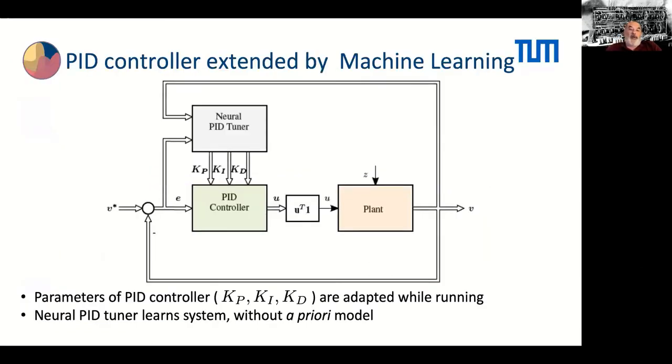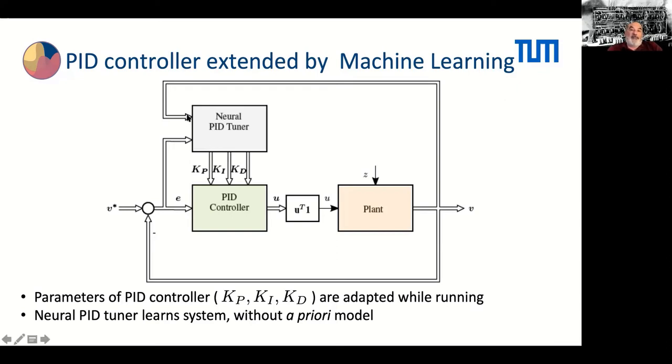So what is the overall architecture and the proposal? We take our control architecture where we have the PID controller and the plant, and we extend this picture by adding an additional building block, which is a neural PID tuner. This box contains a neural network, and the neural network takes in the system output V on the one side, as well as the error signal coming in on the left side. These are the two input signals, and those funky arrows indicate that those quantities may be vector valued. They don't have to be scalar values; they could be vector valued as well.